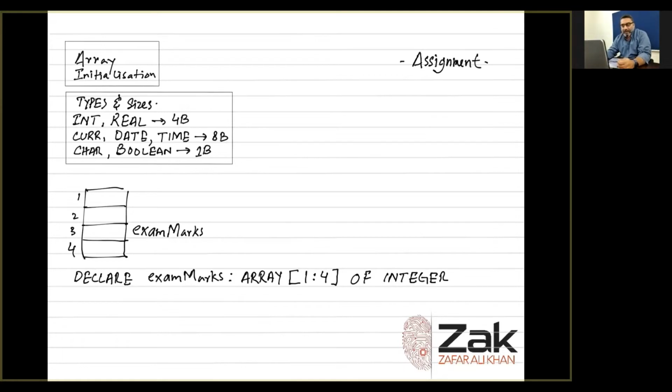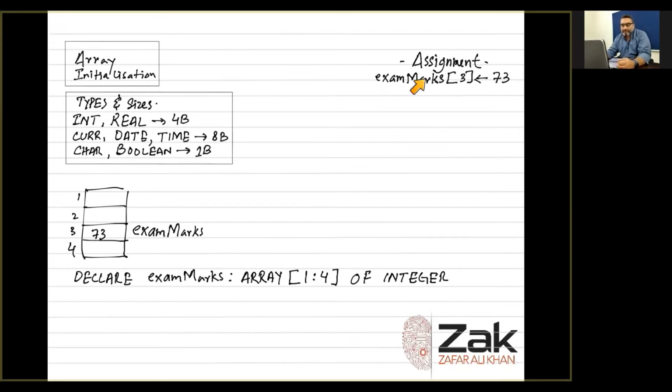Now, how do we assign data to an array? Before initialization, this is actually important: how do we keep data in an array? How do we actually place data in an array? So first thing, let's say I want to place 73 at this location. Let's say these are exam marks for one of the students, for one of the subjects. So how do we do that?